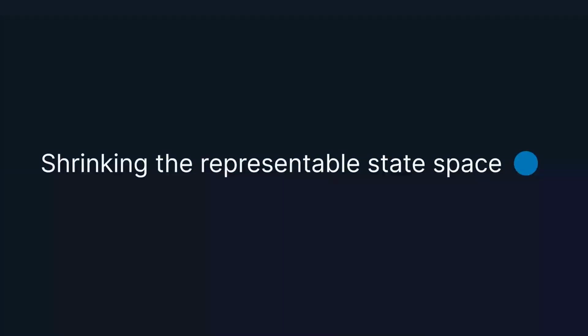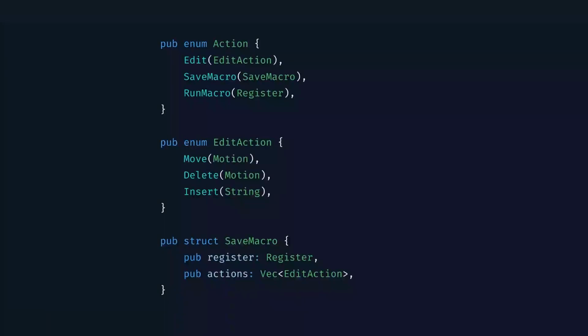Let's take another look at our type declarations and do a bit of restructuring to shrink the set of representable states and make it closer to the set of valid states. So let's rewrite our action and save macro types to look like this. You'll notice that I've extracted the macro legal actions out into their own enum, this edit action enum. So that's where the move, delete, and insert actions are now located. And the save macro action's field now takes a list of those edit actions. Also notice that in this version, there's no constructor for save macro, no function constructor, and no type for constructor errors either. This is our complete set of types.